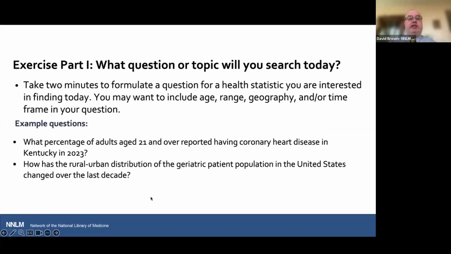So, what I would like you to do here is take a couple of minutes to formulate a question for a health statistic you are interested in finding today. You may want to include age, where they are in terms of geography, time frame, anything like that. So again, it can be as specific or as general as possible. Some examples I have here are: what percentage of adults age 21 or over reported having coronary heart disease in Kentucky in 2023, or how has the rural-urban distribution of the geriatric patient population in the United States changed over the last decade? So again, general questions. You can write it down. You don't have to type it in chat or anything, but just do it for yourself.